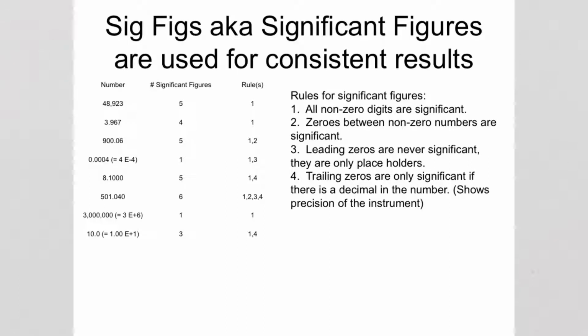Sig figs, or we'll call them significant figures, are used for consistent results from measurements. Believe it or not, when you see a number in the scientific community, just the number itself indicates how precisely it was measured. And they follow these 4 simple rules. These are the rules we are going to follow for pretty much any number for the rest of the year. These are very important for you to ingrain.